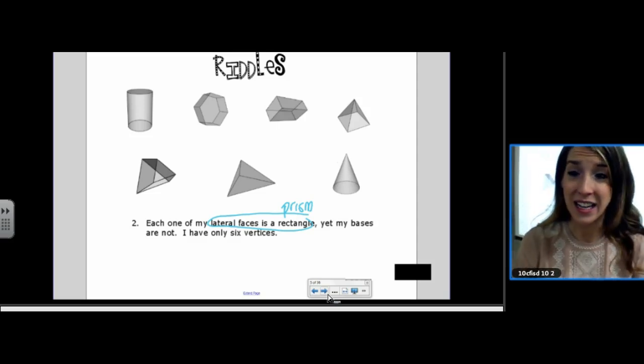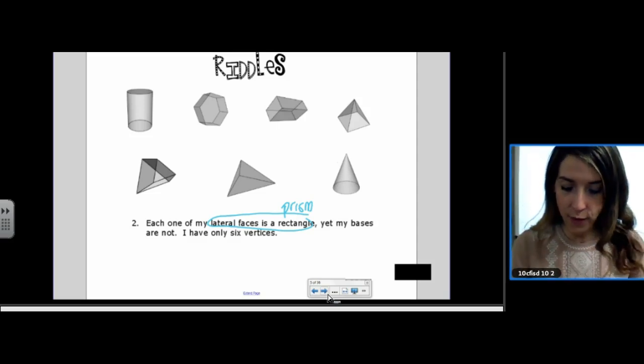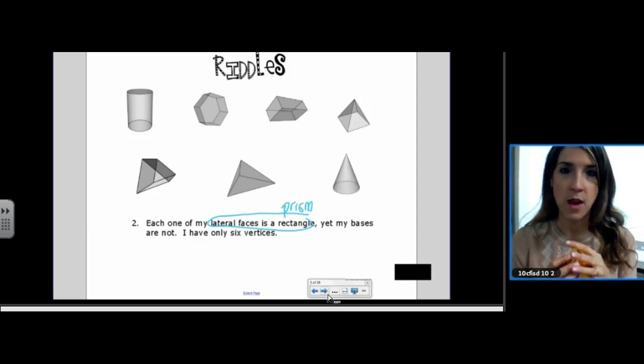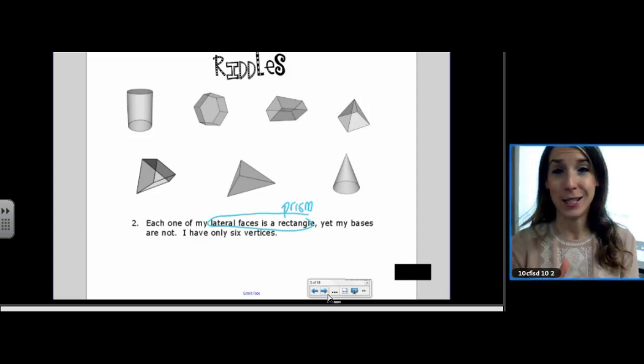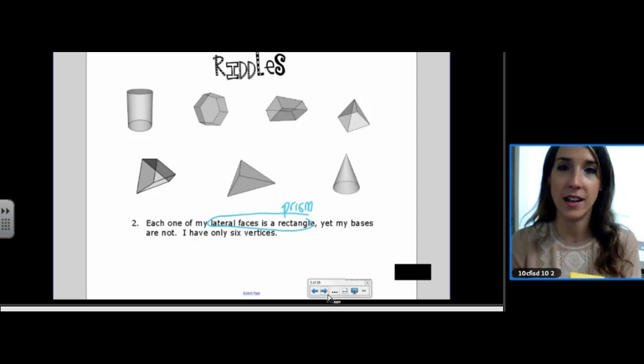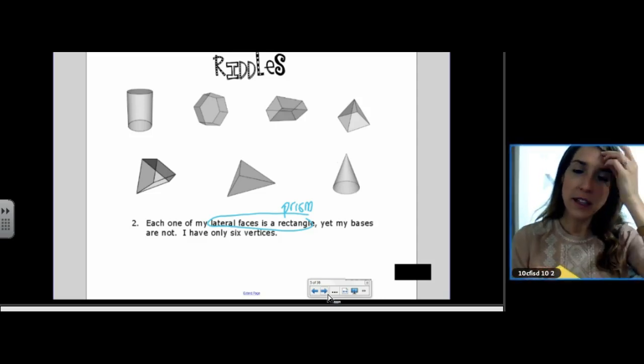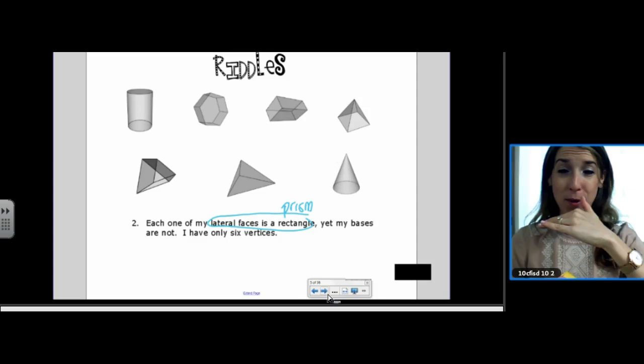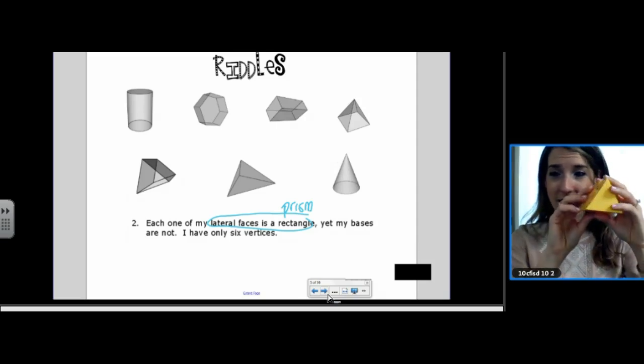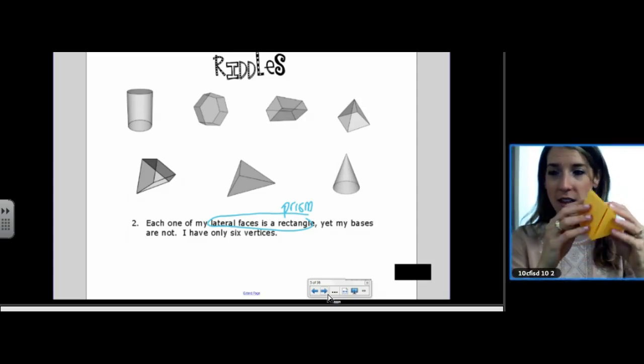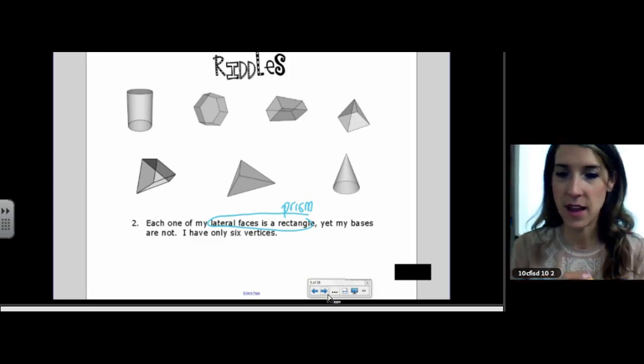That's not very many. A vertex is every corner of your shape. Not my base has 6 vertices. The entire solid has 6 vertices. So that means you can give 3 to one base and 3 to the other. Well, if each of them only have 3, then you've got a triangular prism on your hands. Yep.